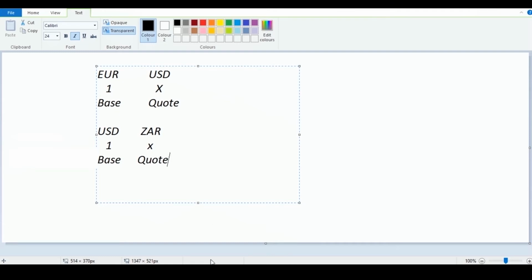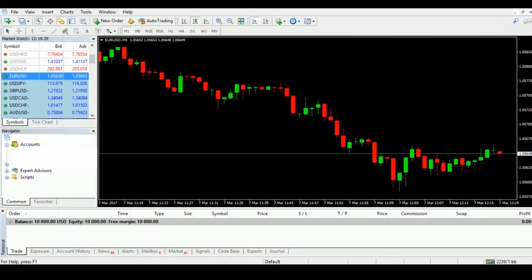Now let's get back to the chart and explain this further. Now that you know what you are looking at, this price is showing you how many US dollars you are going to pay or receive for every 1 euro. Now it goes to the question, how do these candlesticks come to be? How do I read these candlesticks?